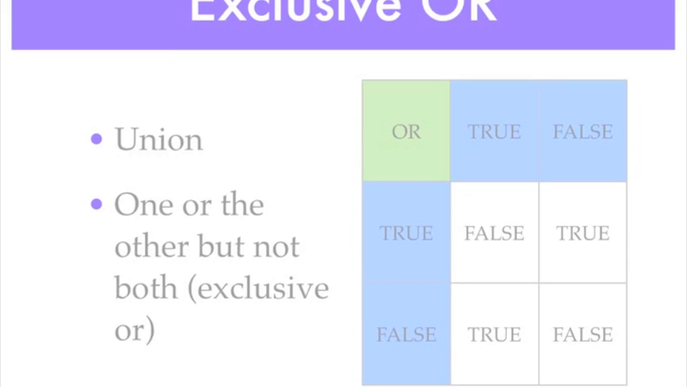My exclusive or is also the union, but it is one or the other, but not both. So if both conditions are true, I evaluate to false. If both conditions are false, I evaluate to false. If one or the other, but not both, is true, I evaluate to true.